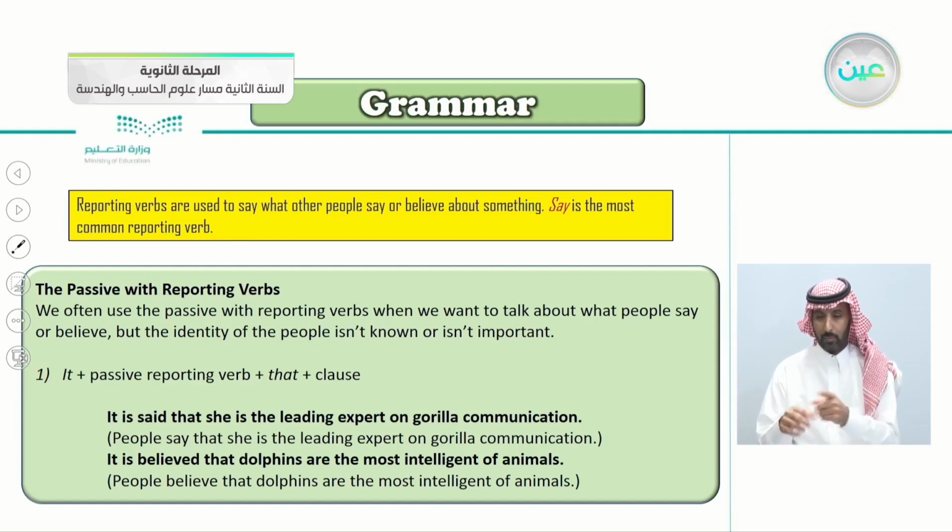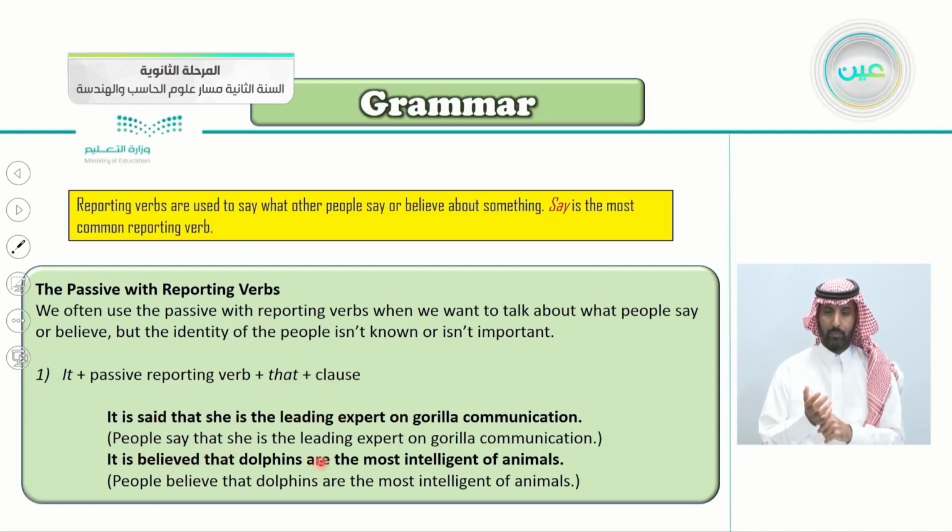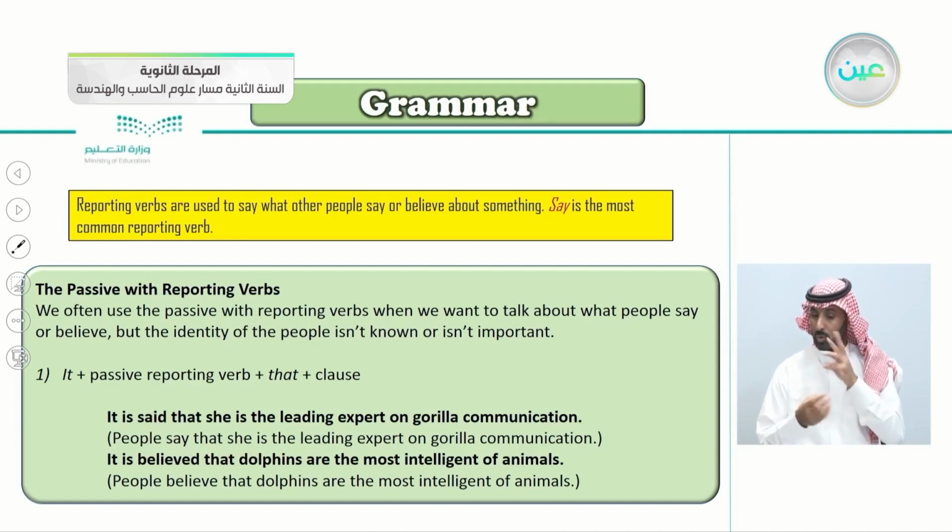So this is the first structure here. We say it, then the passive reporting verb, for example, said or believed, then the word that, then you continue with your clause. For example, we say, it is said that she is the leading expert on guerrilla communication. So it is, it, then the passive reporting verb said, that, then you can continue with the clause, she is the leading expert. It is believed. So instead of said, we say believed that dolphins are the most intelligent of animals, and so on.